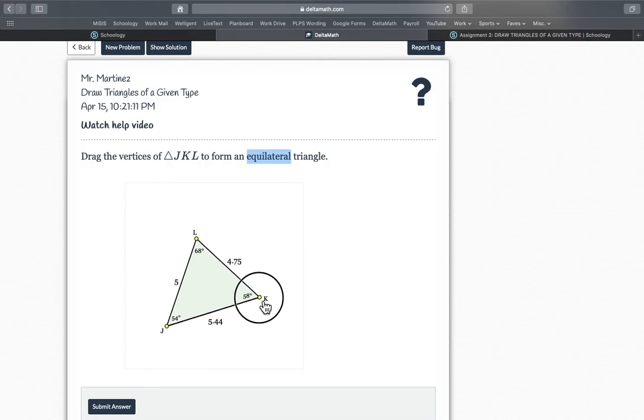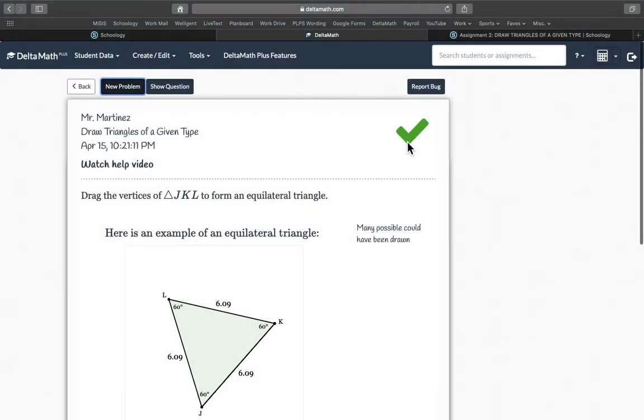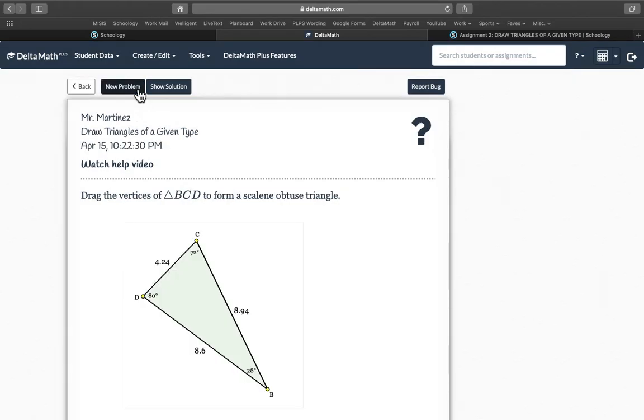So let's see if I can drag this. Look at that. Come on, come on. 5. There we go. 5, 5, 5. 60, 60, 60. It's equilateral and equiangular, actually. So we say submit, and we hit yes. Perfect.